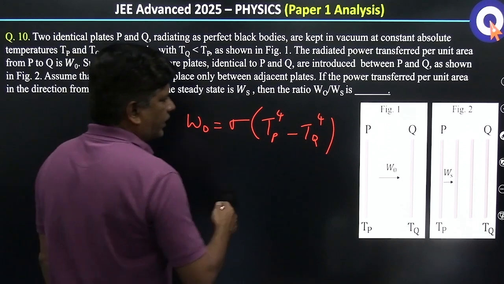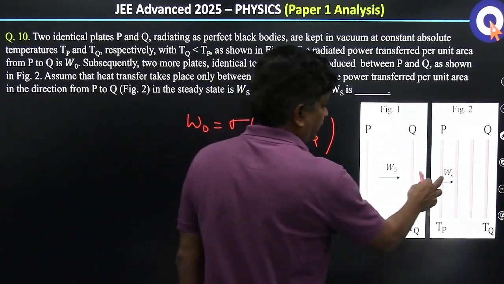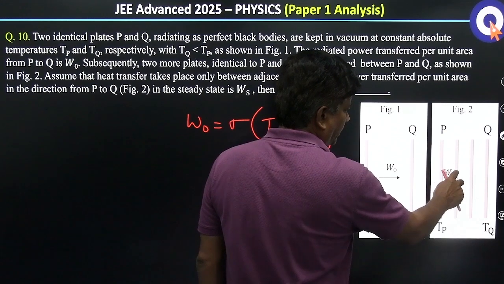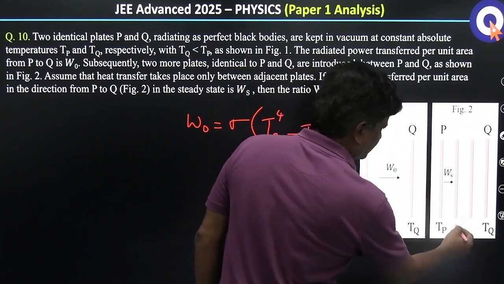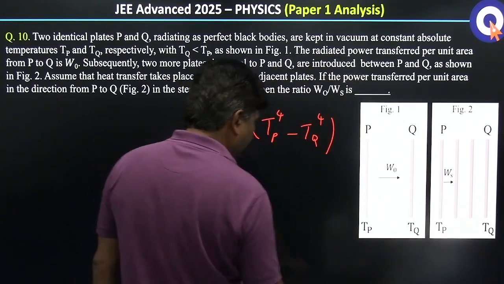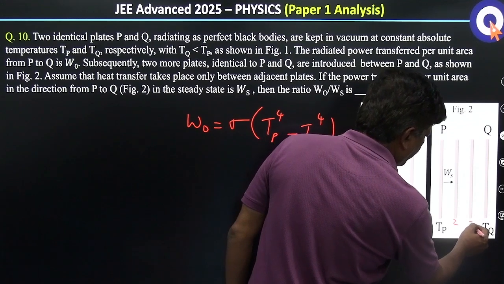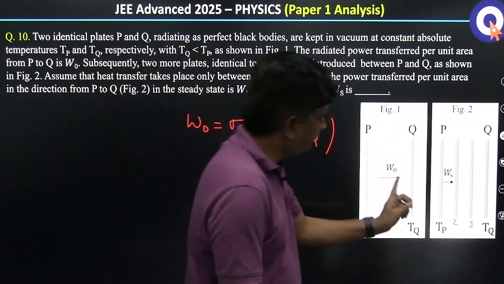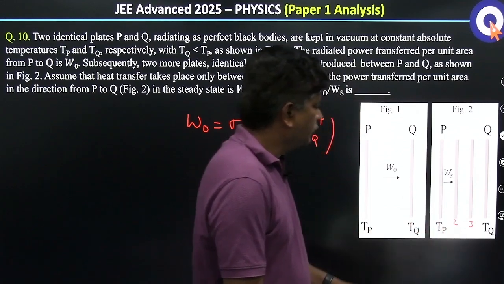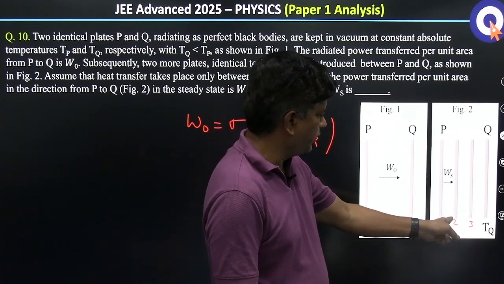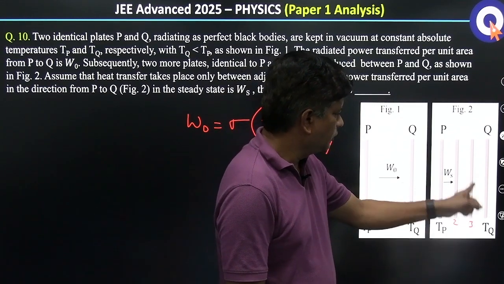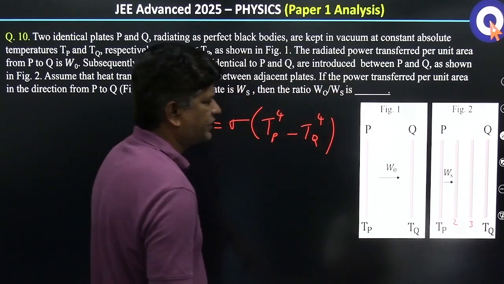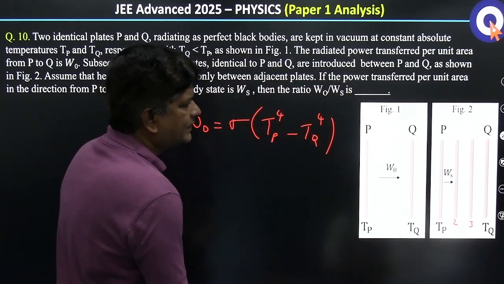So under steady state, whatever the exchange of radiation is between plate P and the second plate, I call it plate 2, and let this be plate 3. The radiation going from plate P to 2 should be the same as the radiation going from plate 2 to 3, which should be the same as the radiation going from plate 3 to Q, because they are under steady state.